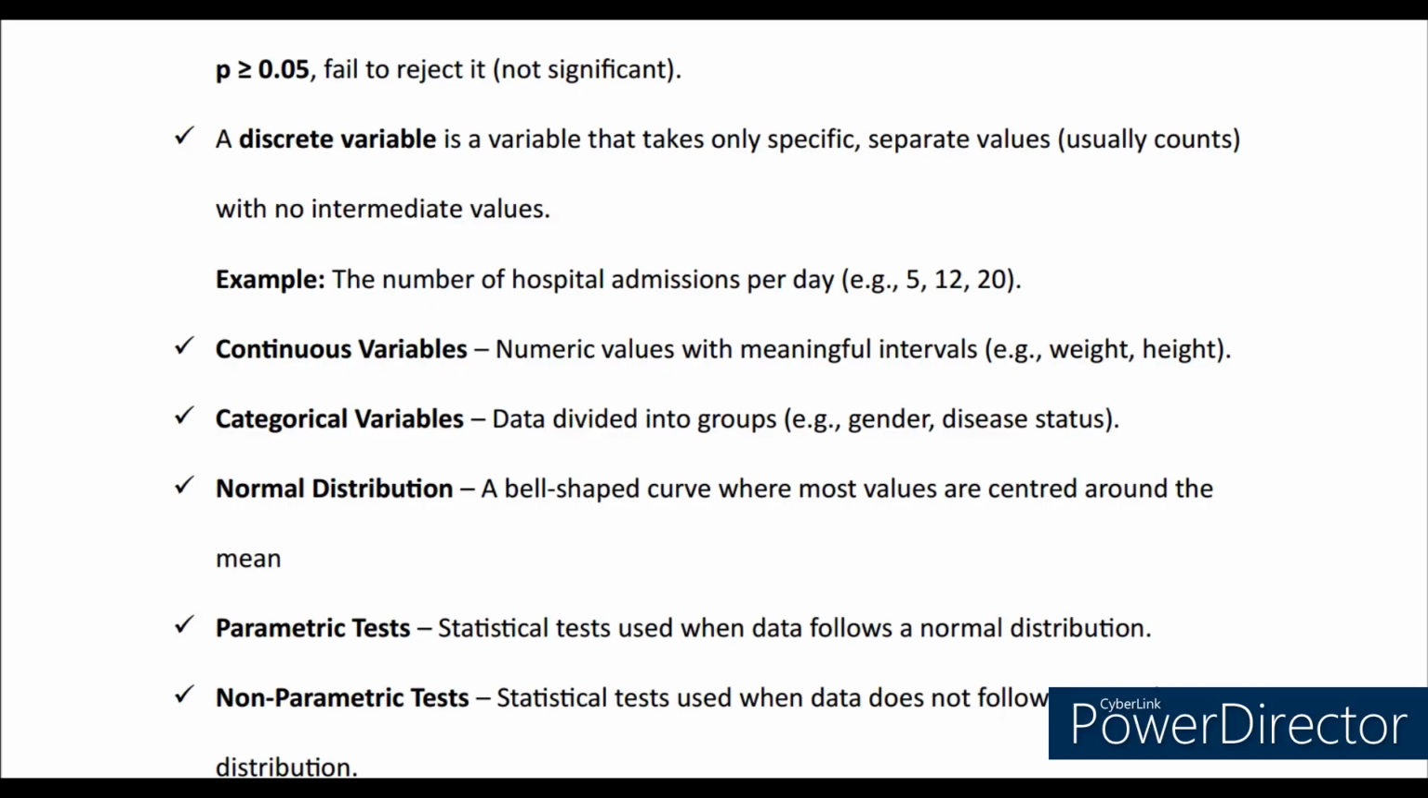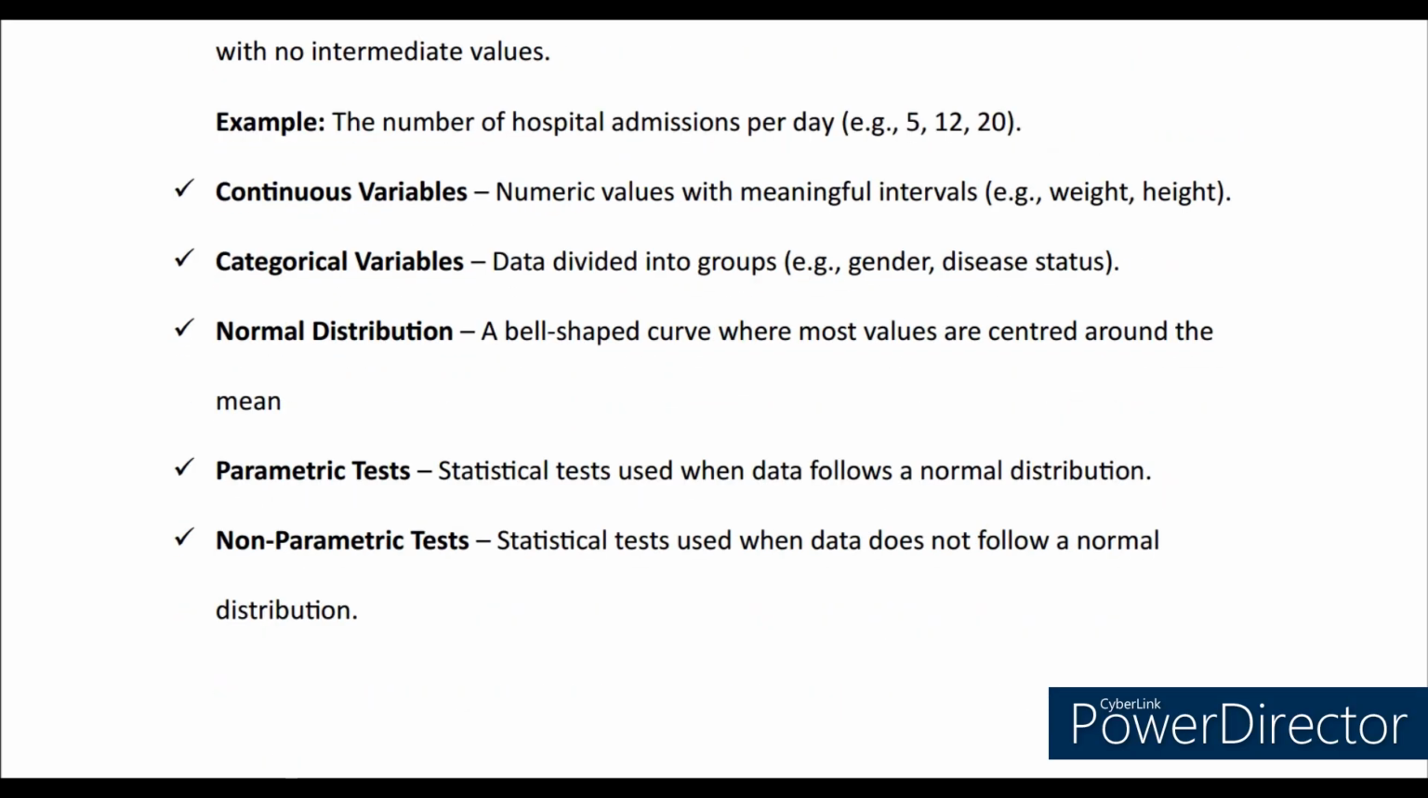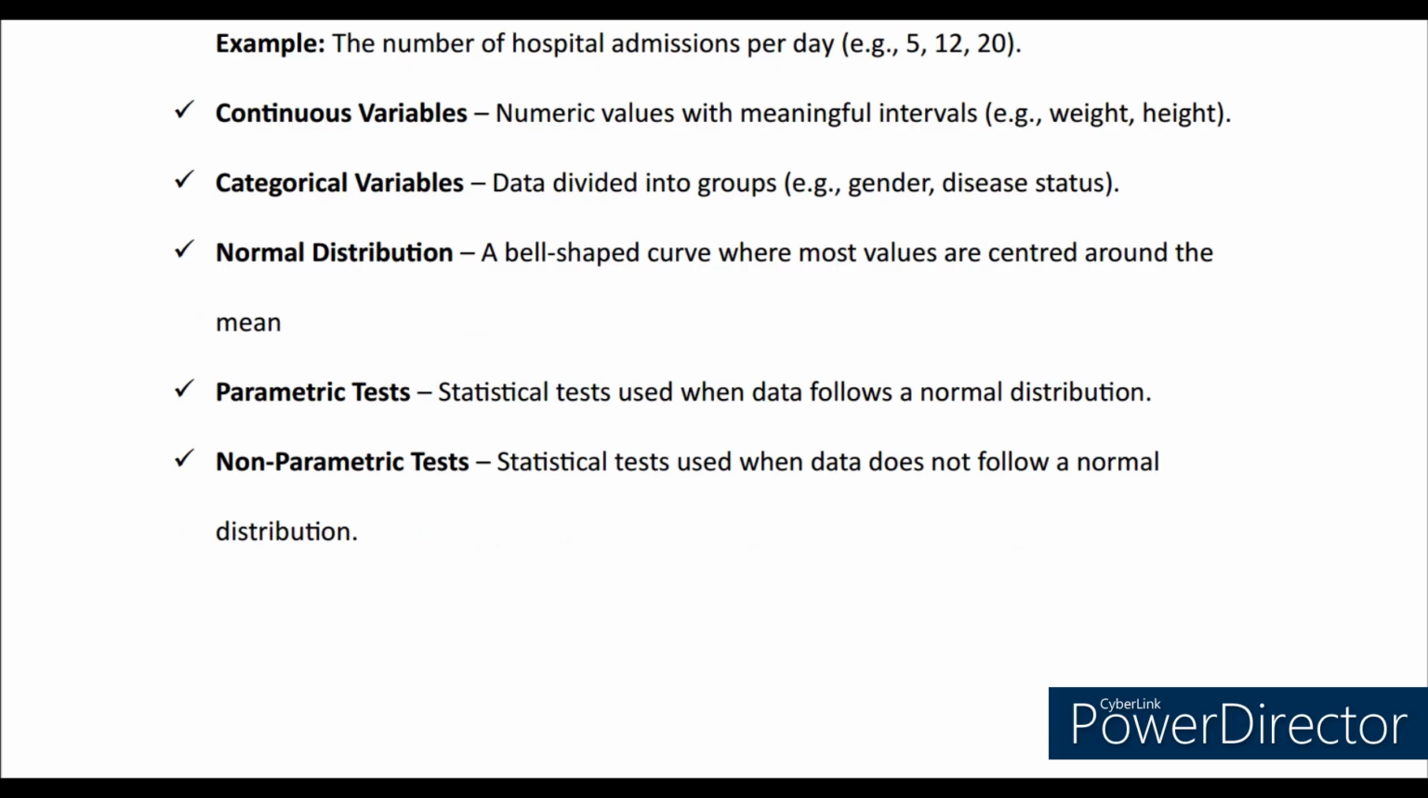And now coming to continuous variables, numeric values with meaningful intervals. For example, weight and height are continuous variables. And now coming to categorical variables, data divided into groups. For example, male and female, that is gender, and disease status, present or absent, or it can be yes or no.